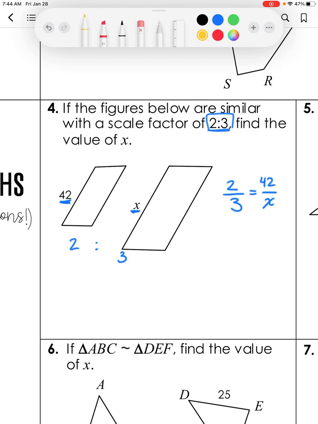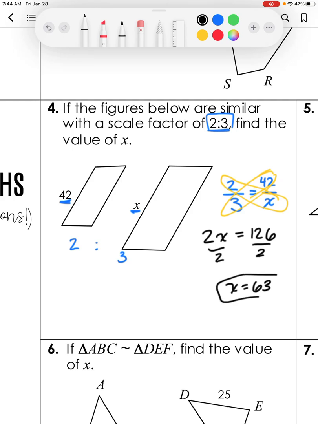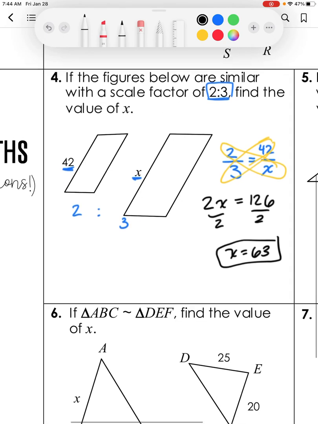To solve, we're going to cross multiply. 2 times x is 2x. 3 times 42 is 126. And dividing by 2 gives us x to be 63. Again, we're making proportions. Let's go on to maybe number 6.